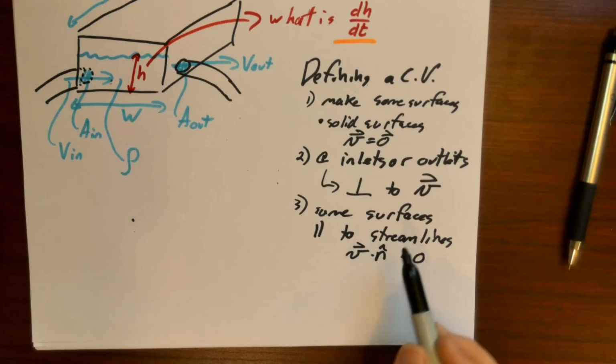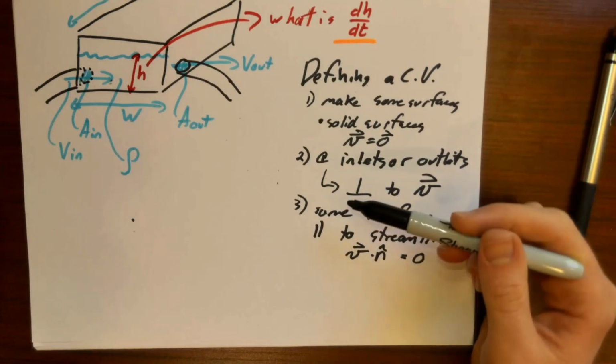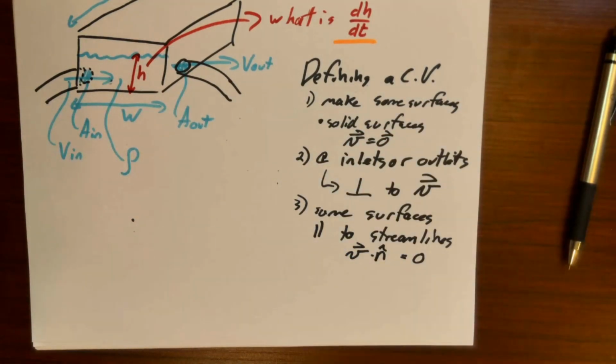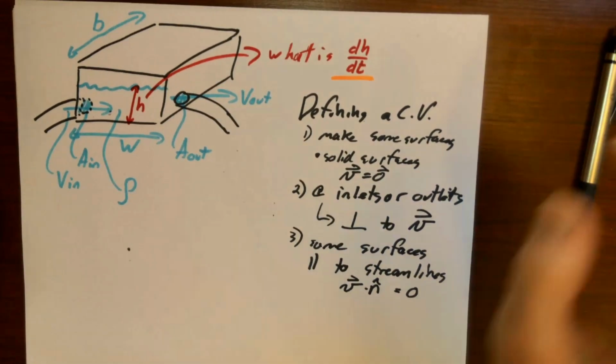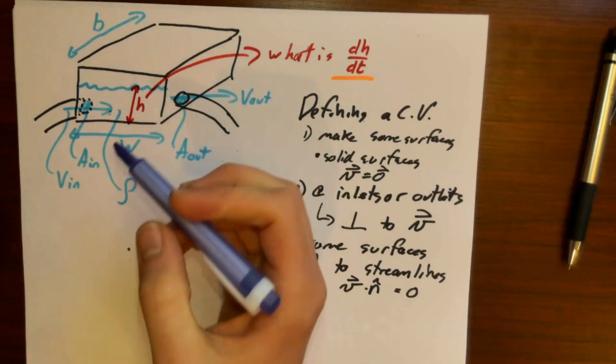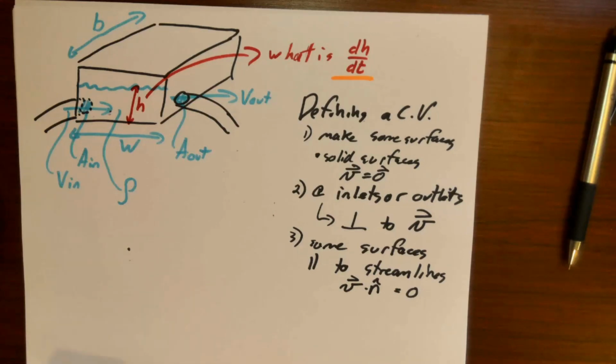It's easy to take dot products when things are perpendicular or things are parallel. So this basically makes our dot producting super easy. All right, so those are some tips for defining a control volume. So let's go ahead and define this control volume. I'm going to define this control volume here, and I am going to break it up into a couple of pieces. So let's do that now.